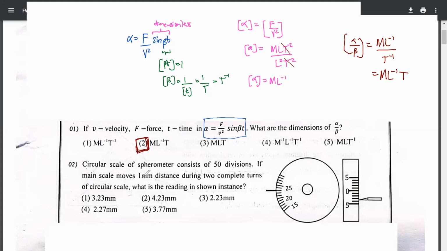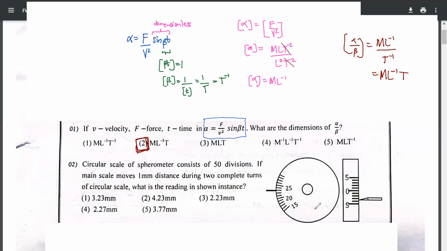Number 2. We have done hundreds of questions like this about spherometer, but this question had a problem. But you should have figured it out. I'm not going to give you all marks for this. Let's see why. Circular scale of spherometer consists of 50 divisions. If main scale moves 1 millimeter distance during 2 complete turns of a circular scale, what is the reading in the shown instance? So let's see how we can handle this question.